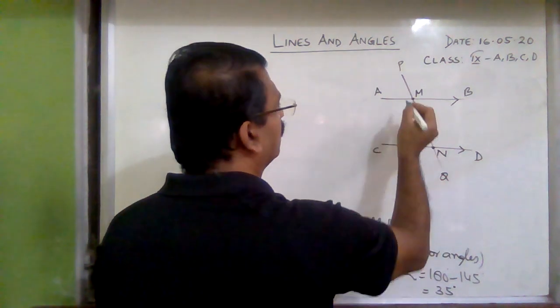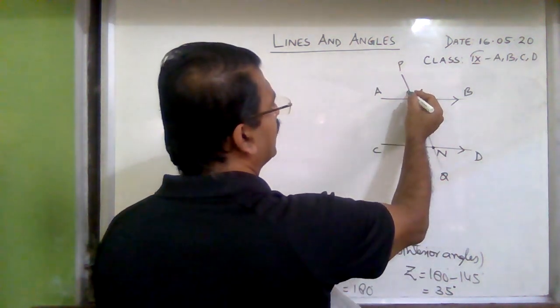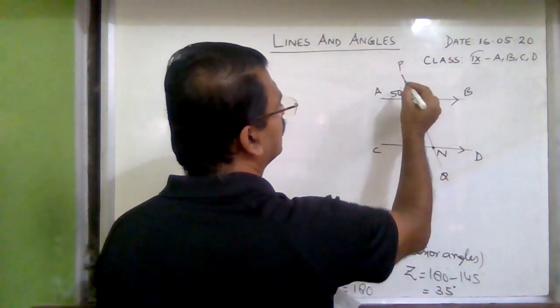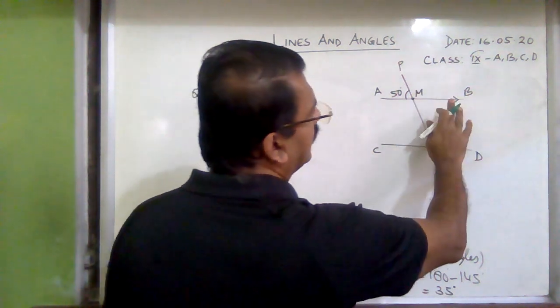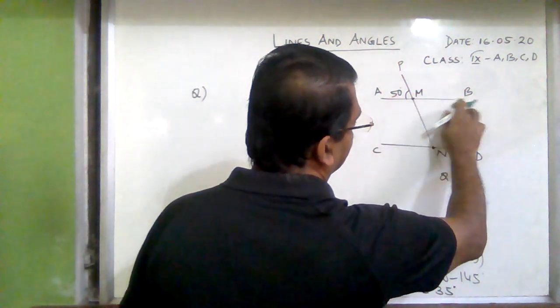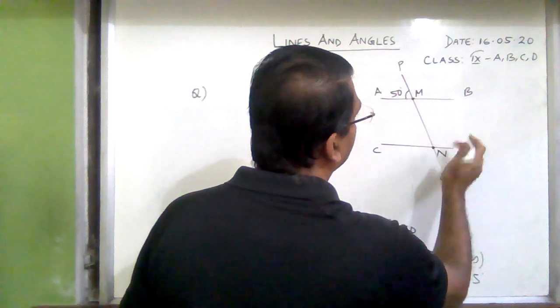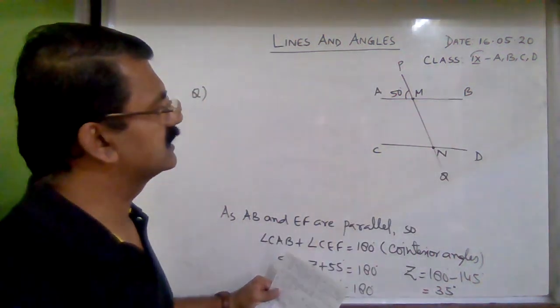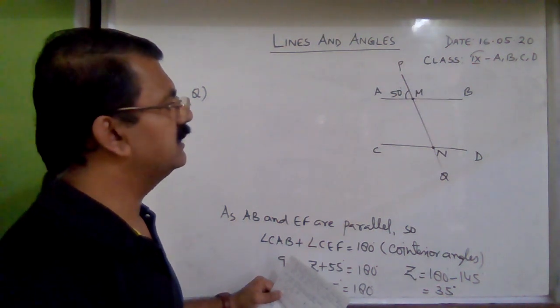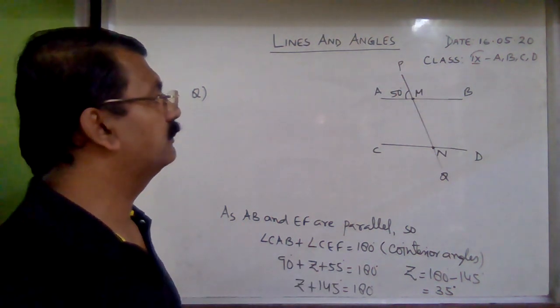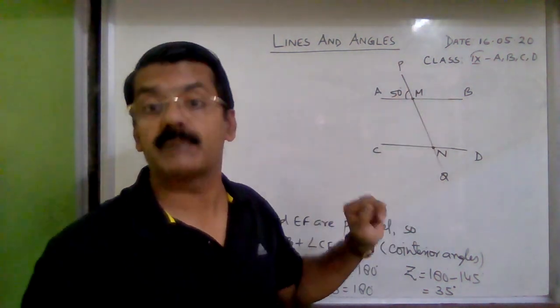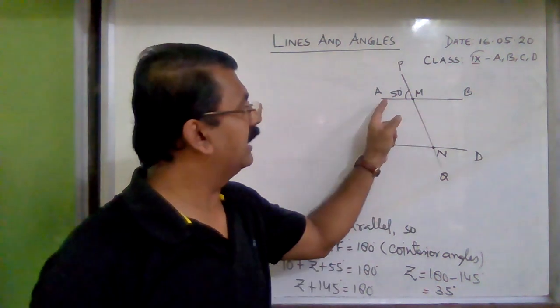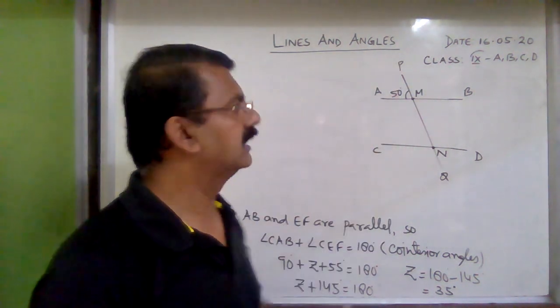Now they have given this angle as 50 degrees. I'm sorry, they have not given line AB parallel to line CD right now. Only two lines AB and CD are there, and there is a transversal PQ which cuts AB at point M and CD at point N. It is not given that AB is parallel to CD. Okay?